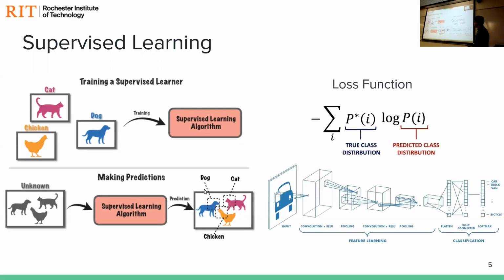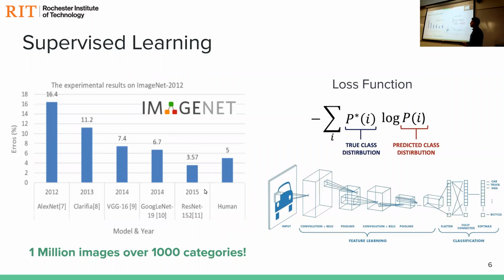Now, how this is done in neural networks is by using a loss function. And in the supervised case, what you do is you compare your predicted class distribution with your true class distribution. And this true class distribution is the one that contains the labels. So basically what you want to do here is to say how good my predictions are compared to the actual labels.